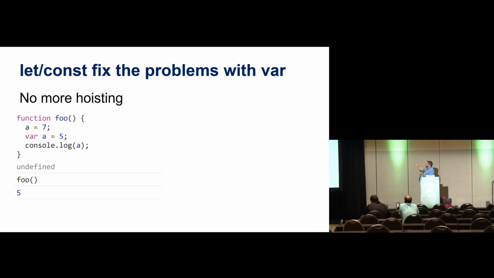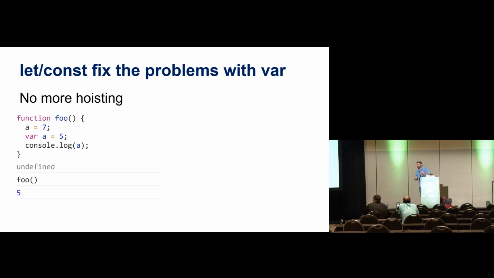Because when this code runs, what the JavaScript engine will do is take var a and move that up to the top. It'll say var a, but it will not initialize the value like I'm doing here where I say var a equals 5. It'll just put var a up there so that that variable has been named. And then it'll run a equals 7, so a becomes 7. Then it'll run a equals 5, so a becomes 5. And thus, 5 gets logged out.